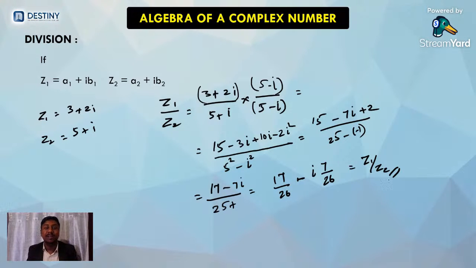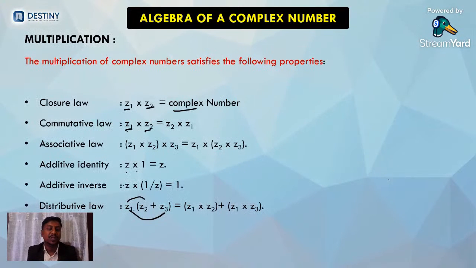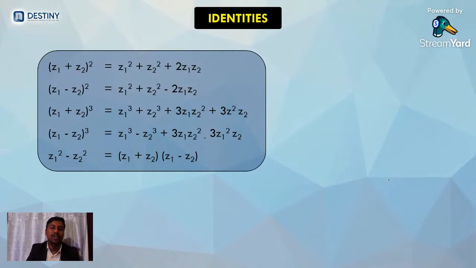As of now, we have learned what is a complex number, what is a real number, what is an imaginary number, different powers of i, and algebra of complex numbers, that is addition, subtraction, multiplication, and division. We have also learned the properties satisfied for addition and multiplication: commutative property, associative property, closure property, additive inverse, additive identity, and distributive law. These are the things we have learned till now. Now we are going to learn about identities.